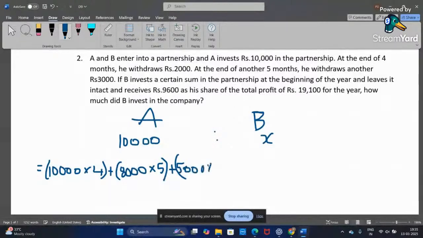For how many months was it there? Already 4 plus 5 is 9. 9 months is done, so 3 months was left. So for 3 months, he has invested 5,000. Here, X. We don't know the X value, but we know that he has invested at the start and did not take any amount in the middle. So it was there for completely 1 year. That means 12 months into X.